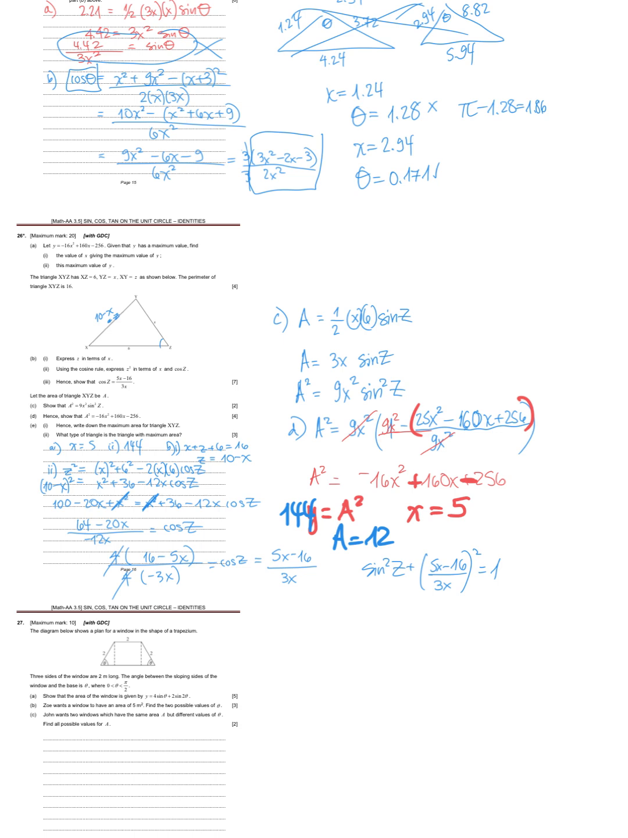What type of triangle is the triangle with maximum area? So that means we've got 5, 6, and 5. So it's an isosceles triangle.